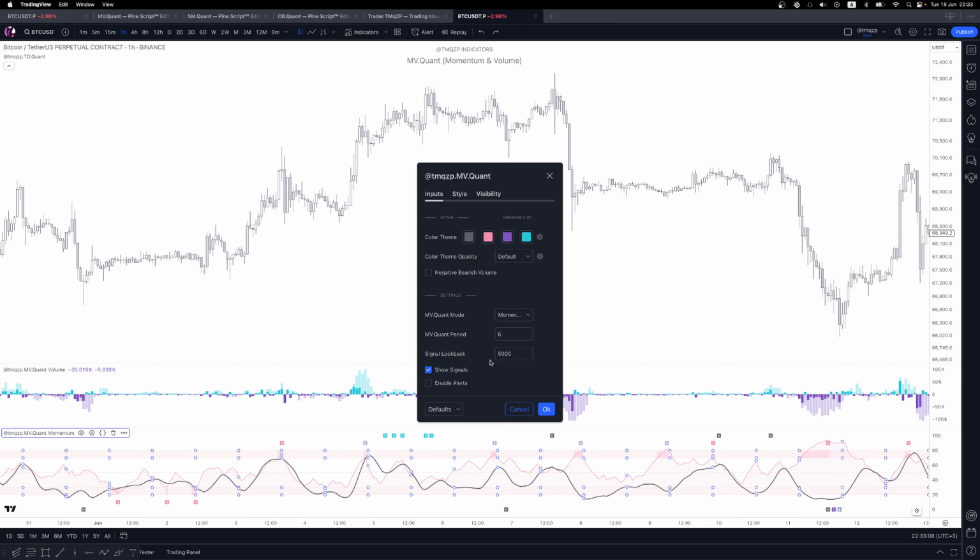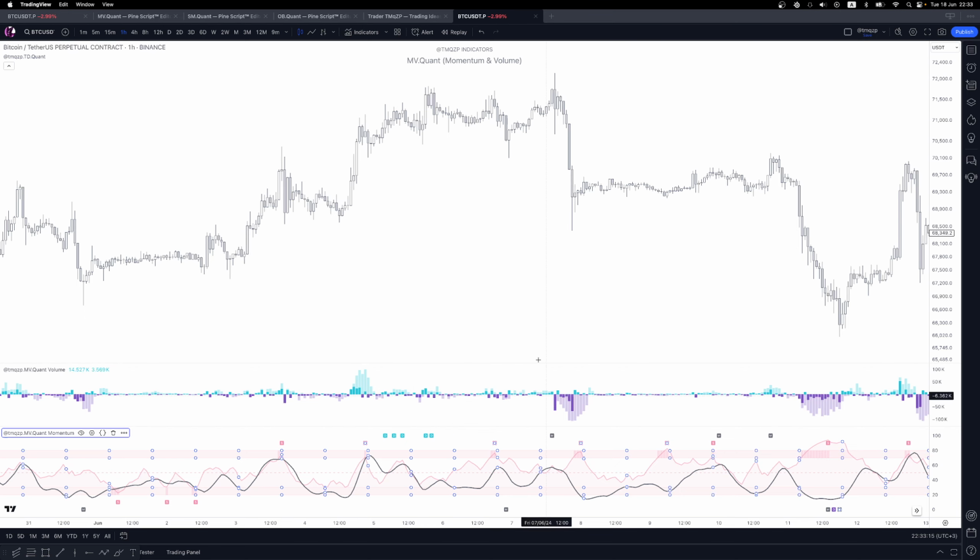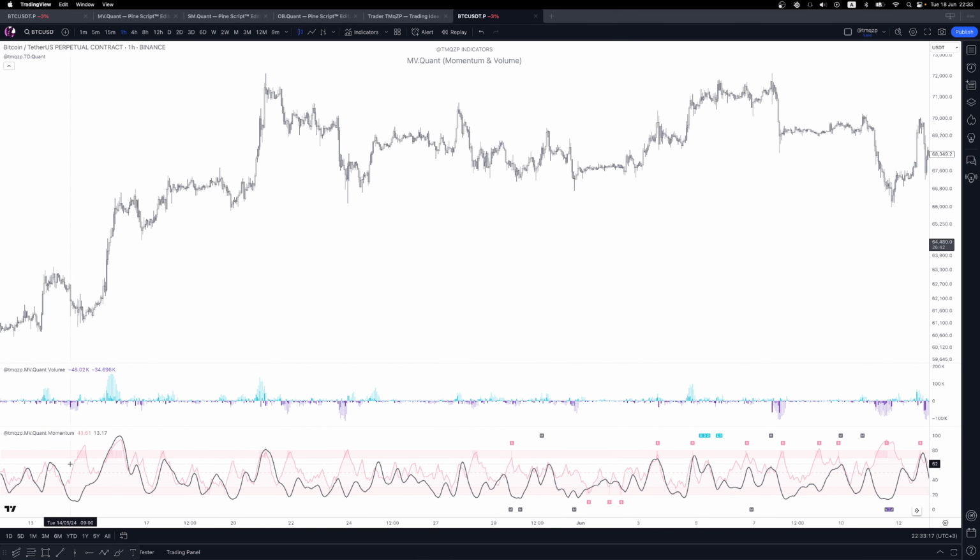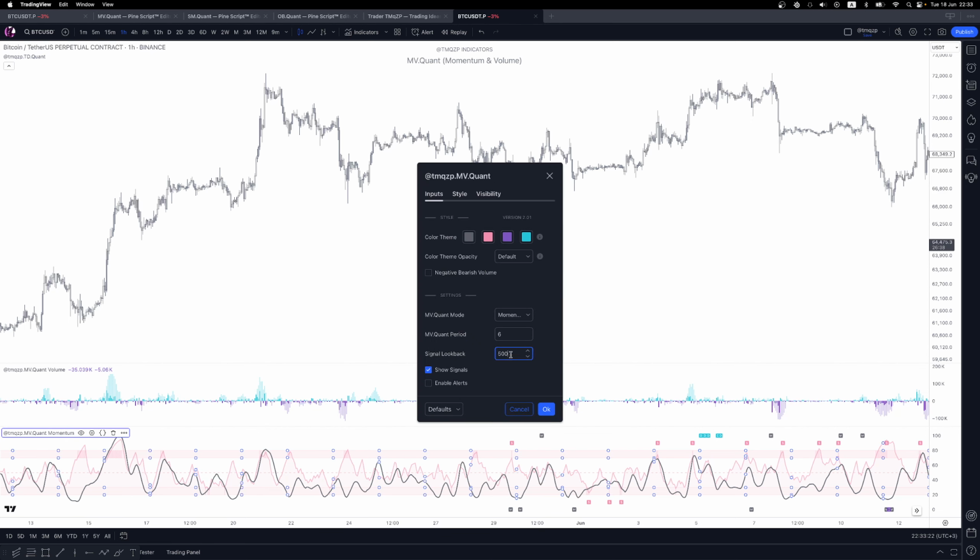And then, signal look back is just how far back you want these signals to appear. The standard I put it at is 5,000, but if you say something like 500, then at some point they stop. So after this here, they stop appearing. It's just so the indicator loads a little bit faster.